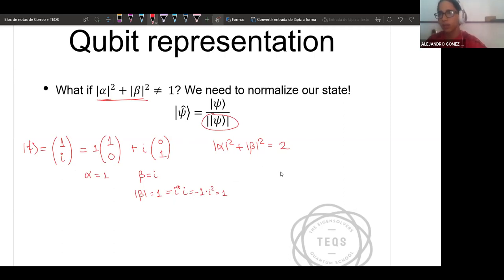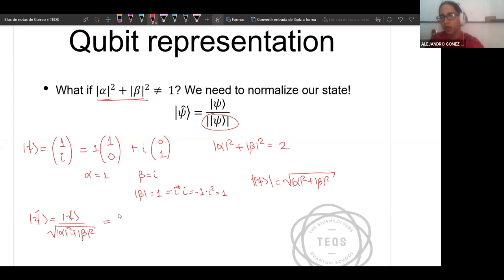So recall the magnitude is, well, in this case, we have two components. So the magnitude of the state psi equals the square root of alpha squared plus beta squared. So we have to divide our state. So we get psi hat, which is our normalized state. So it's psi over the magnitude of the state. And that's how we normalize our state.